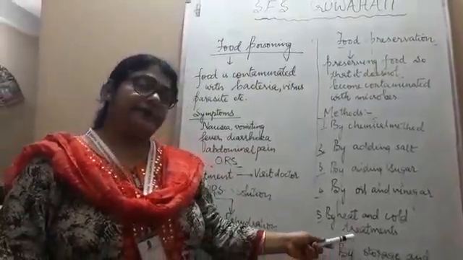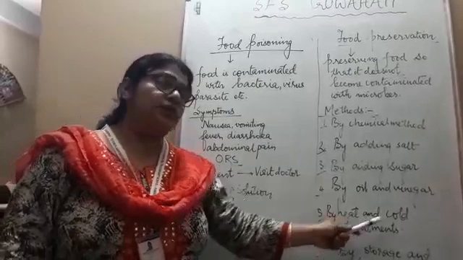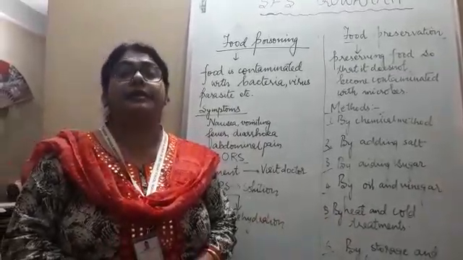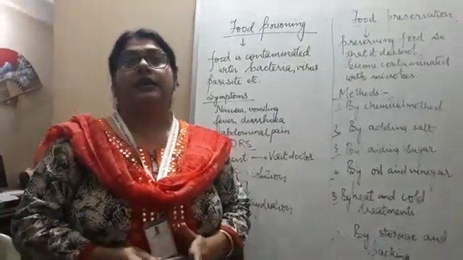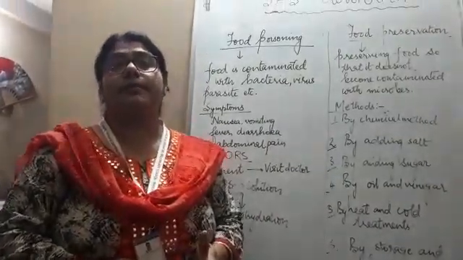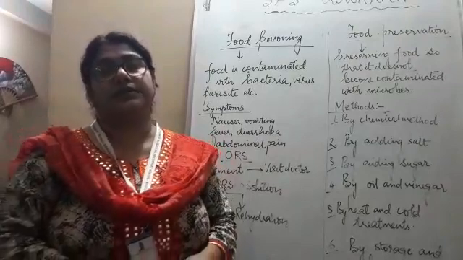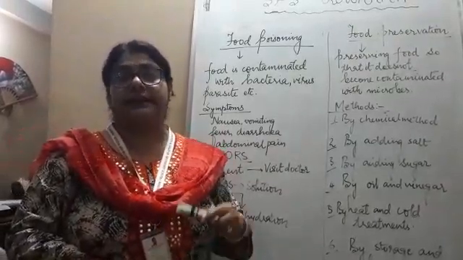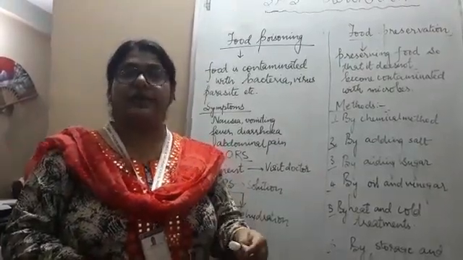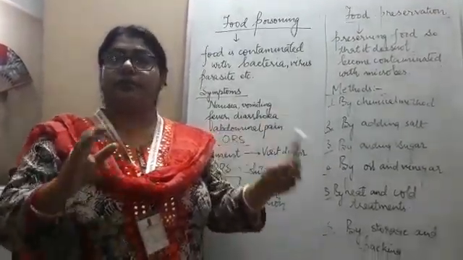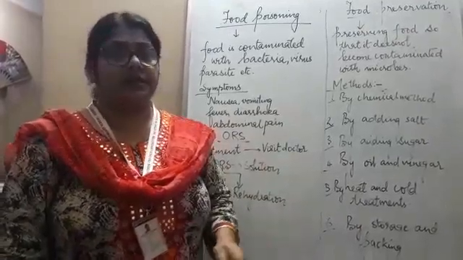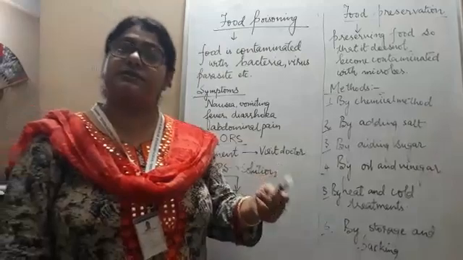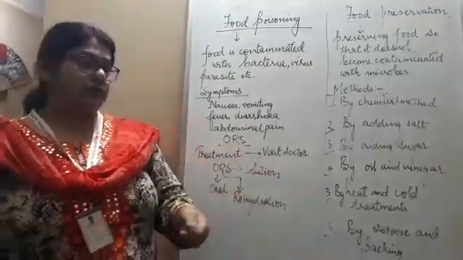And lastly, in heat and cold treatments, there is a word pasteurization. Pasteurization of milk. How is it done? The milk is heated to about 70 degrees Celsius for 30 to 40 seconds and then suddenly cooled or suddenly chilled. So in this way, the growth of microorganisms is inhibited in the pasteurization of milk, and people can have the pasteurized milk when it is cool also.